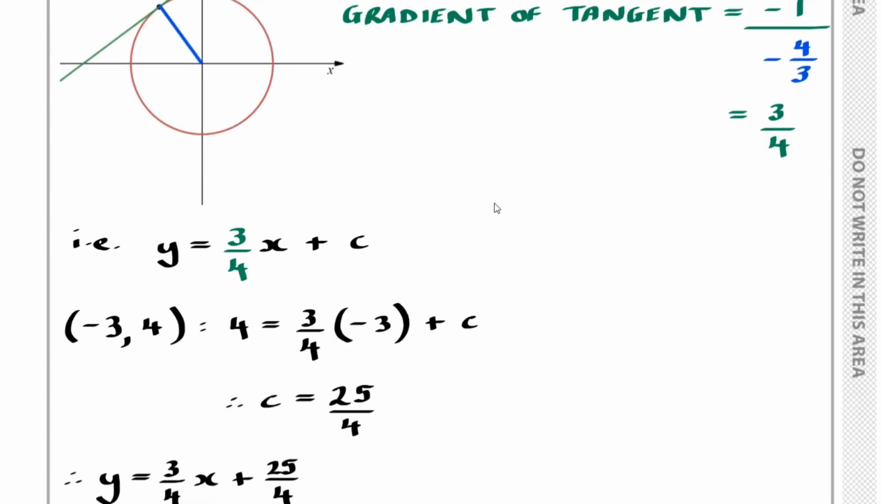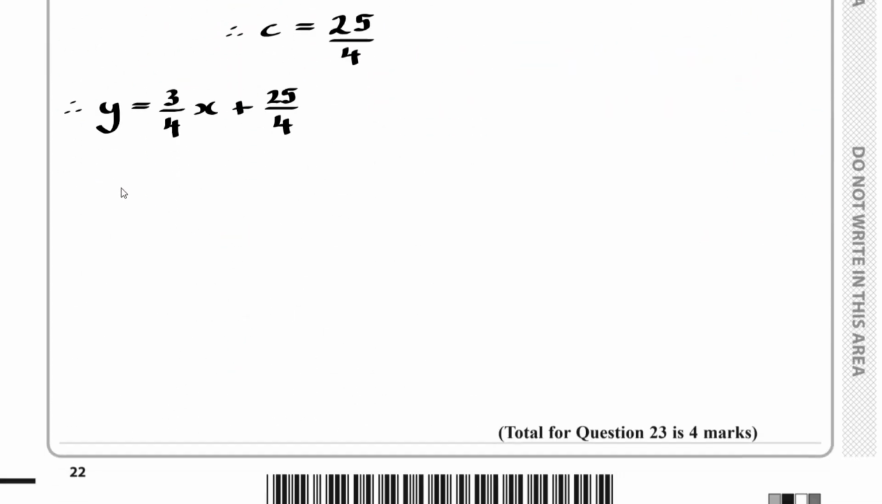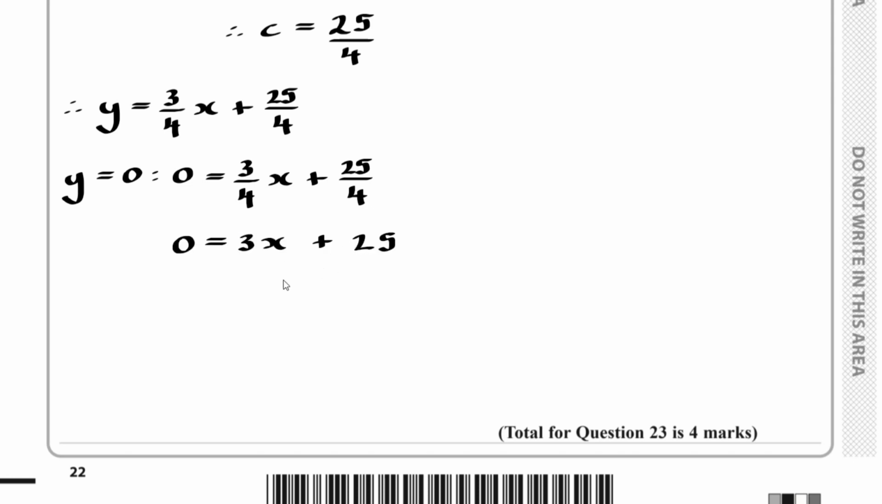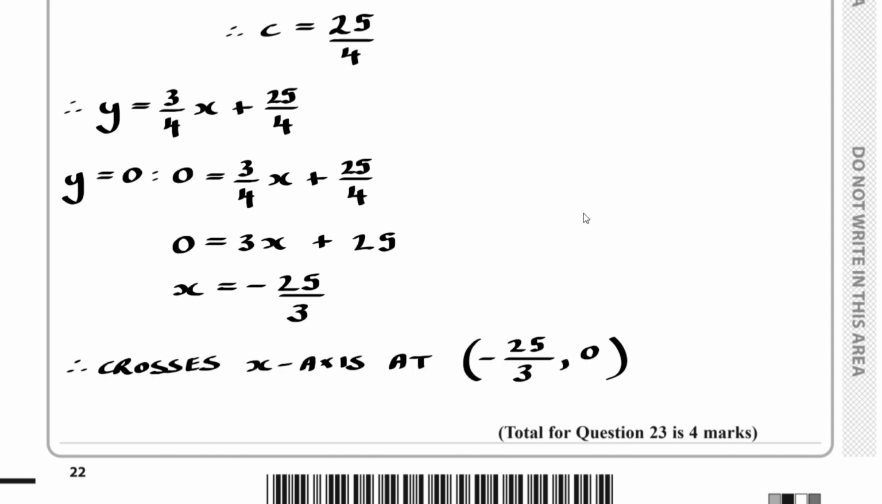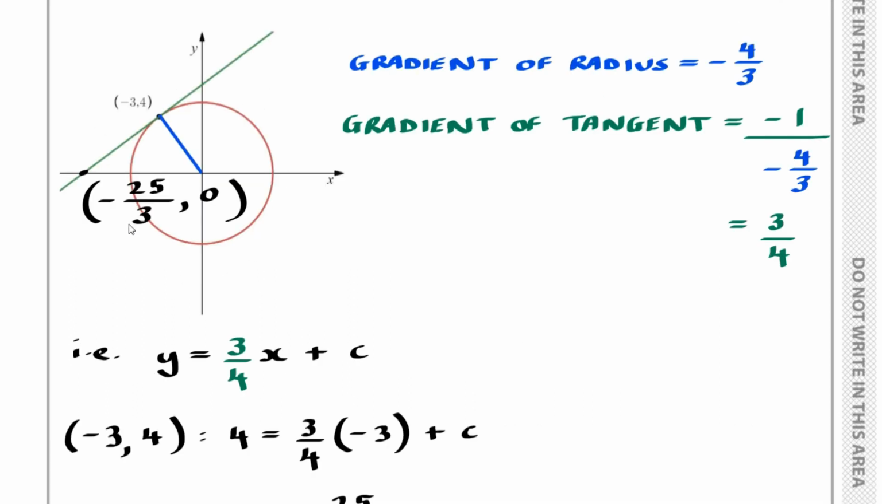And with this, I can find out where it crosses the x-axis by setting y equal to 0. So when y is equal to 0, I've got 0 equals 3 quarters x plus 25 over 4. If I multiply by 4, 0 equals 3x plus 25, which means x is equal to negative 25 over 3. Which means it crosses the x-axis at negative 25 over 3, 0. Which is this point here.